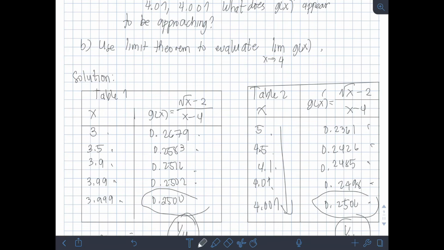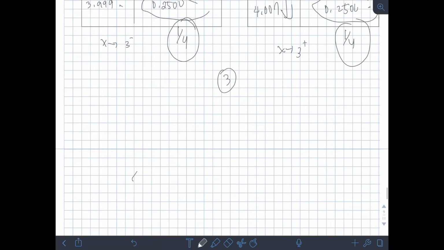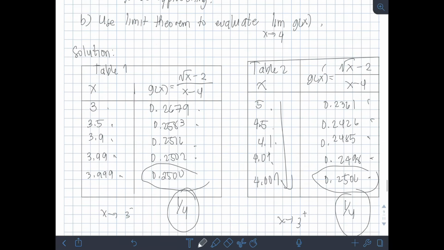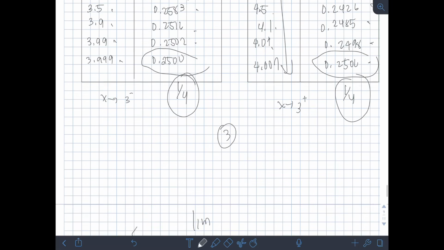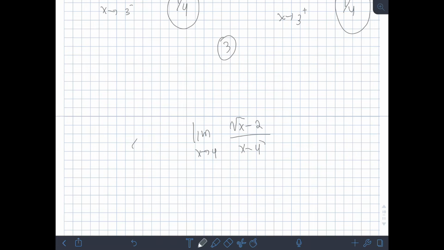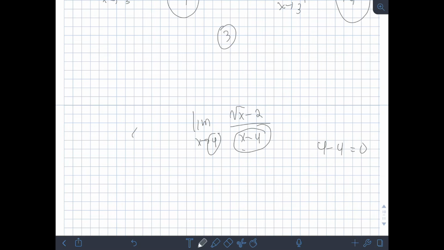Okay? Next, use limit theorem to evaluate limit of g of x as x approaches 4. So, this time solve naman na natin. So, limit ng g of x natin ay square root of x minus 2 over x minus 4 as x approaches 4. Mapapansin nyo, ito agad sa denominator, kapag in-apply natin yung limit theorem 1, di ba sa-substitute natin yung 4 dito? So, 4 minus 4 is 0 agad. So, hindi natin pwedeng i-apply agad yung limit theorem. But instead, may gagawin pa tayong isang step.